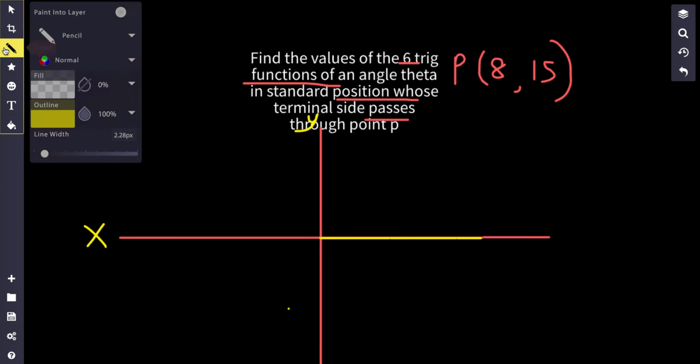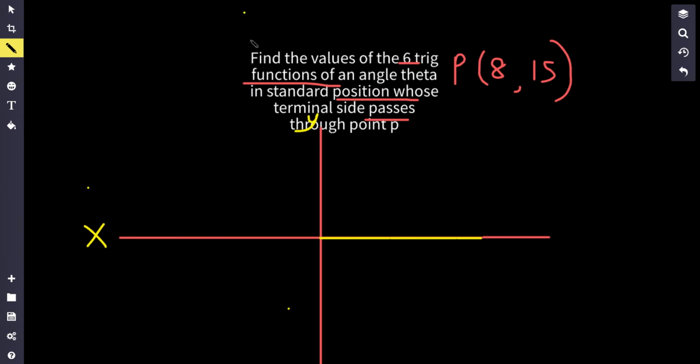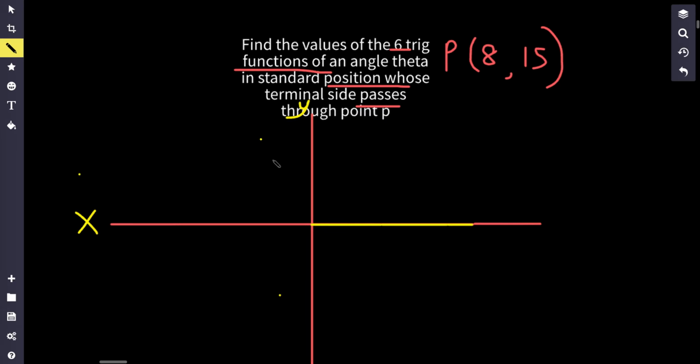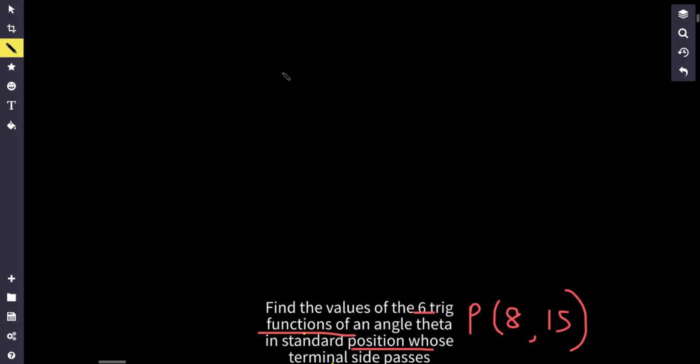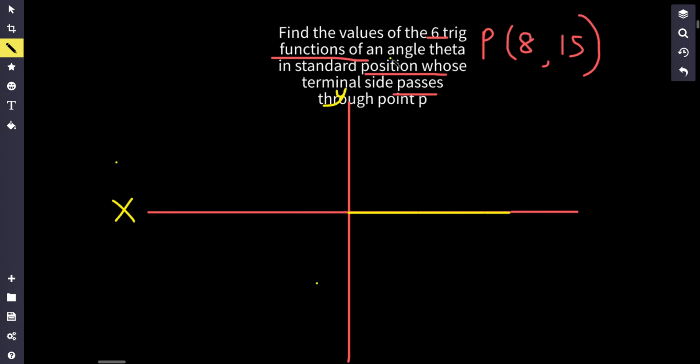All right, practice problem time. It's a little tricky, so we're going to go through this step by step. Find the values of the 6 trig functions, so it's talking about all 6 of these, of an angle theta in standard position. What the hell does that mean? Whose terminal side passes through point P. What the hell does that mean?